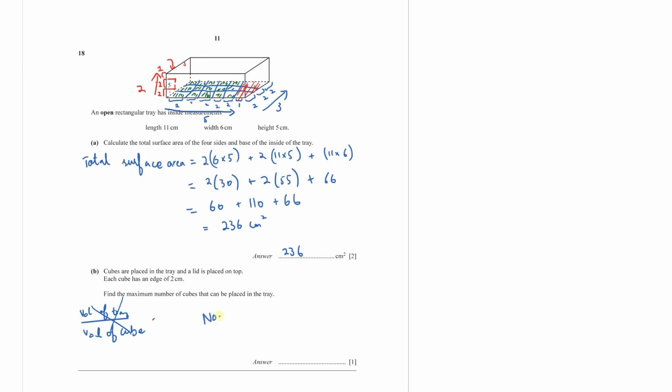So the number of cubes here are 5 in this direction, 3 in this, 5 into 3, and then 2 in this direction, which is 2. So you get 30 cubes. So your answer is 30 here. So 30 is the maximum number of cubes that can be placed in this tray.